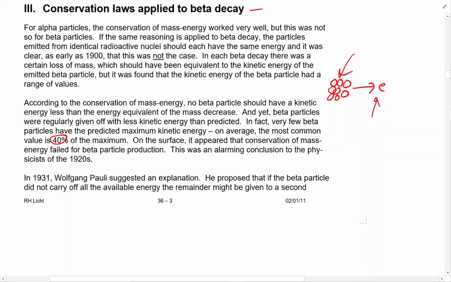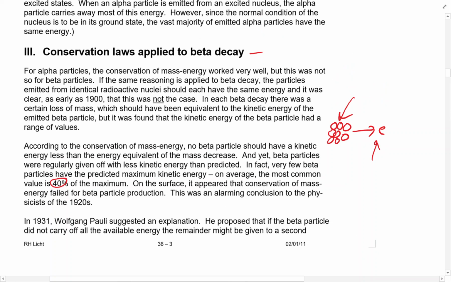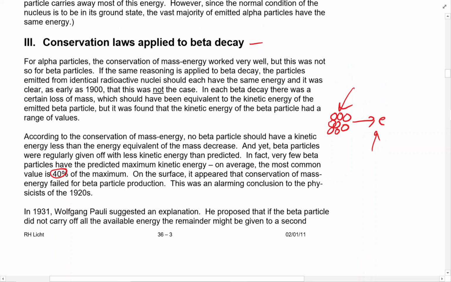So this was confusing. This was pretty much saying that our conservation of energy was breaking down. E equals mc squared, right? Mass and energy are equivalent, so any missing mass should just be in the form of energy, or vice versa. This was kind of breaking down. It was like we were missing mass energy.